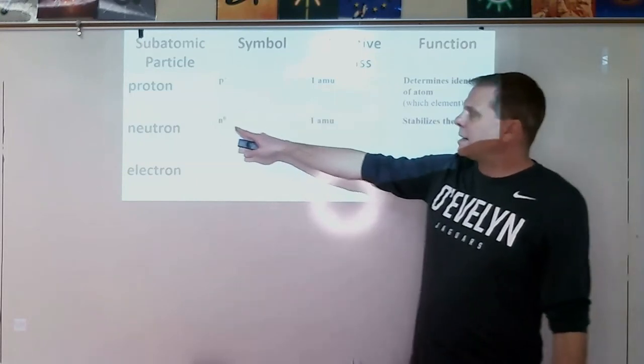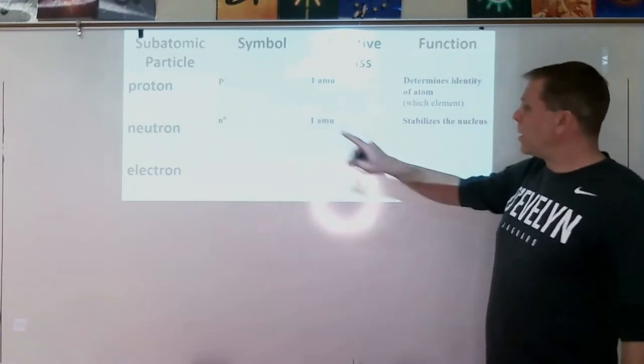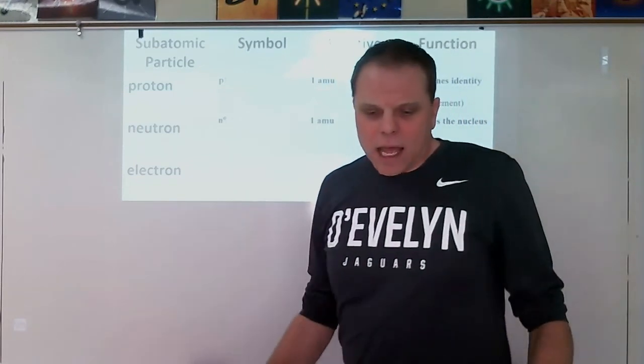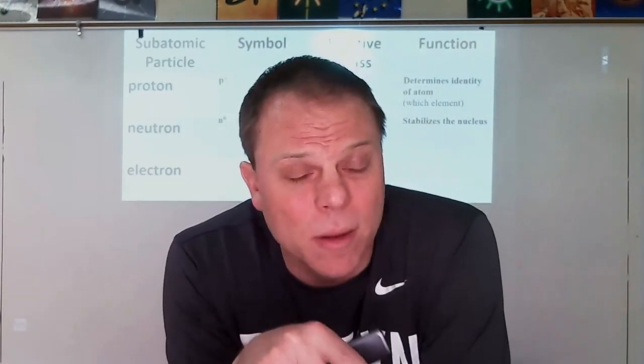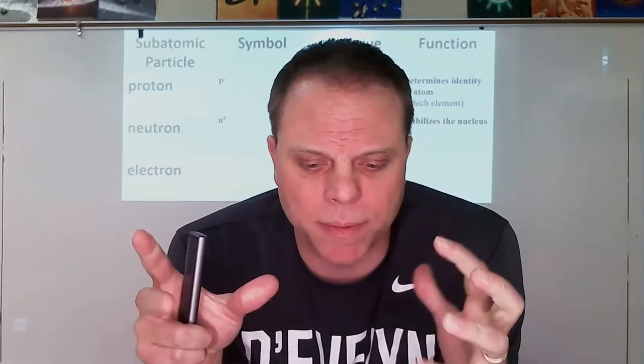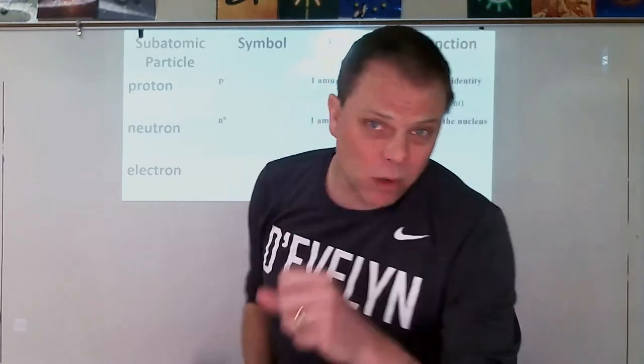And now our neutron has an N with a little 0 on top. That's its symbol, and its relative mass is 1 AMU. And what is the function? It stabilizes the nucleus. In fact, the larger the atom is, the more neutrons you're going to find in the atom. And so bigger and bigger atoms become a little bit less stable. And so as you add neutrons, it actually becomes a little bit more stable.